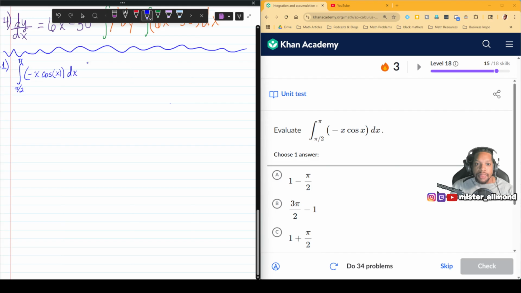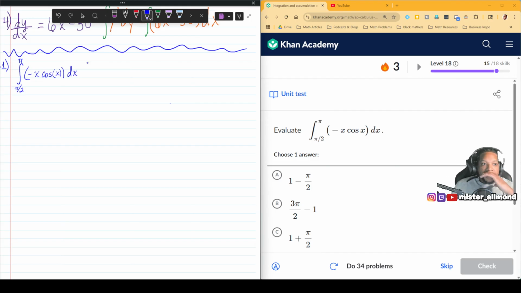Okay, so let's think real quick. U sub would not work. I think the only way to do this is by parts. It's got to be by parts. Appreciate the like. So if I'm doing this by parts, I gotta define a u, and then I gotta define a dv, and then I can differentiate the u to get du, and then integrate the dv to get v. Once I figure out these 4, then I'm good.